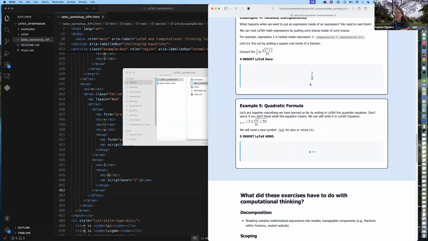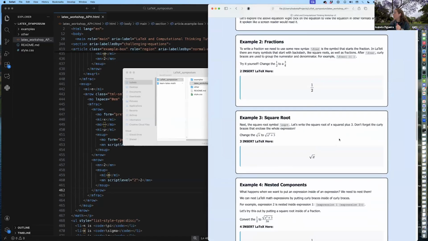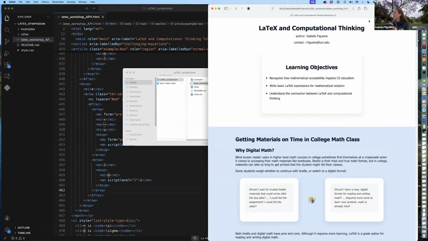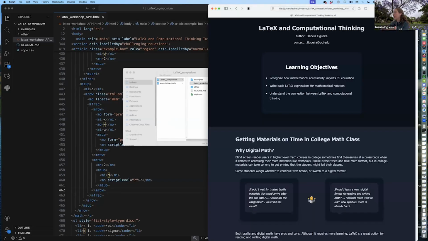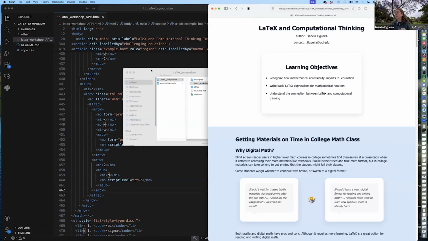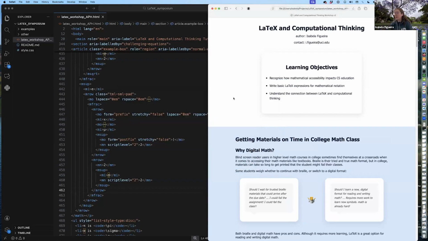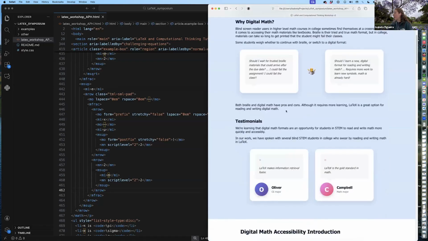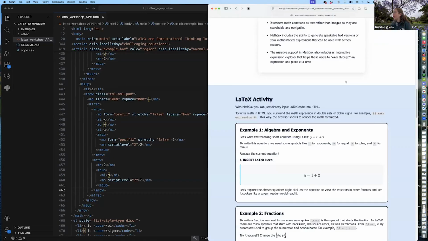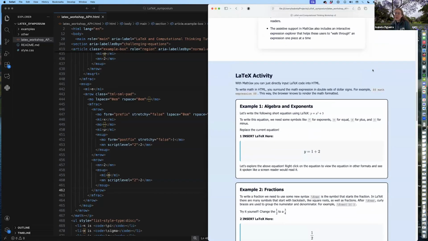I'm using Safari today. And if you need dark mode, there's a button that you can click for dark mode. I'm going to just present it in light mode for accessibility. All right, I will continue. Some of the stuff that I talked about in the slides is included at the top of this web page. So I'm going to take us down to the LaTeX activity on the web page.